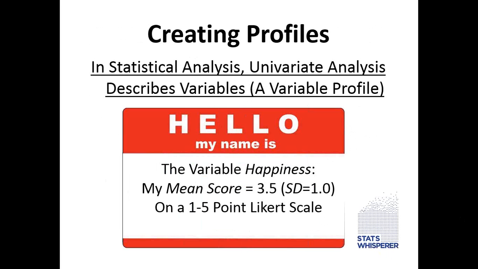So it's the same thing with a variable in univariate analysis. What we're doing is we're making a profile of that variable by itself, right? So the variable might say, hello, my name is the variable happiness, right? The average score or the mean score of happiness might be 3.5 on a 1 to 5 point Likert scale, right? So we're getting familiar with each variable.